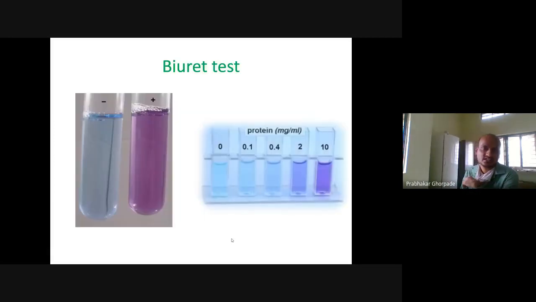So this test was there. When we say violet color, this one is our violet color, and copper sulfate has a bluish tinge. So this is copper sulfate, and now it is becoming violet. You can see here 0 protein, 0 milligram, then 0.1 milligram, and it is changing color. As the concentration increases, 0.4 milligram per ml, 2 milligram, it becomes more intense, up to 10 milligram per ml.